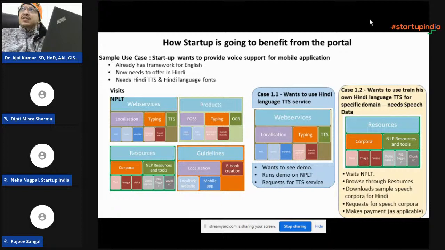The second kind of user, or second kind of startup, is somebody who has NLP knowledge, somebody who has resources, who can update a particular resource, be it speech data, or he can tune a particular text to speech or a speech reco engine. Those are just examples, to further the accuracy. Next.